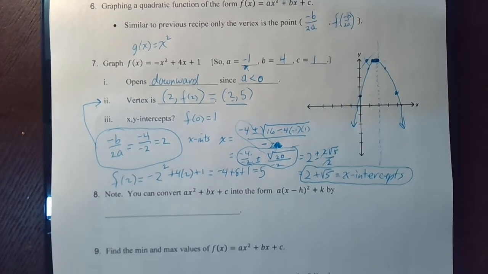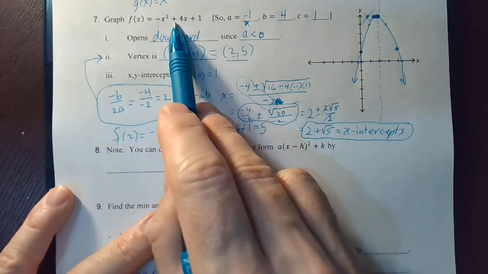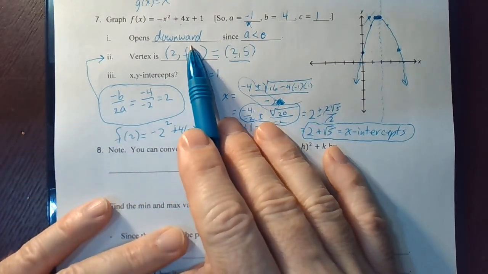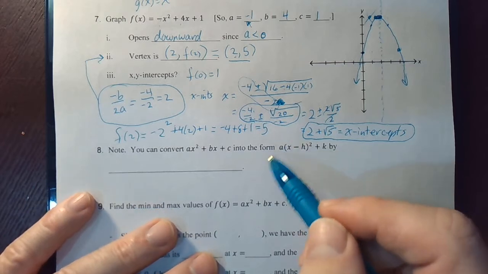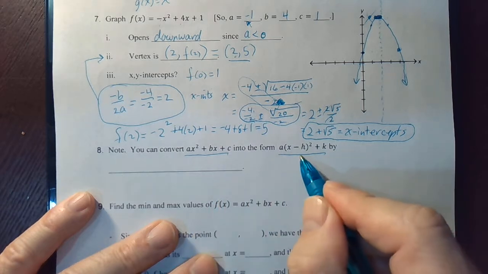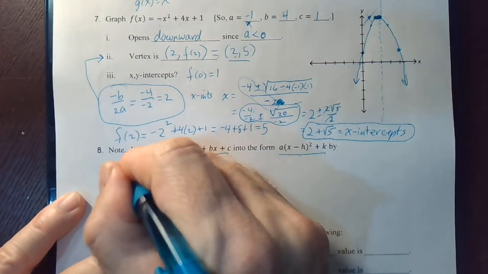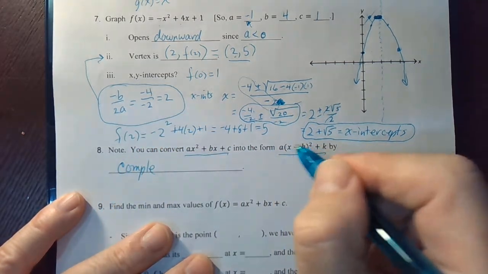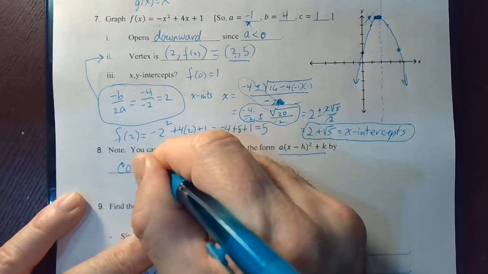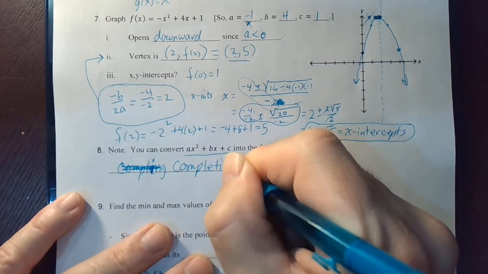All right, so suppose you're given a quadratic in this form, just like we did. And suppose for some reason you forgot how to compute the vertex. And the only way you know how to do it is if it's in the other form, this form. How could you go from this form to this form? Well, all you'd have to do is complete the square. You can convert from that into that form by completing the square.